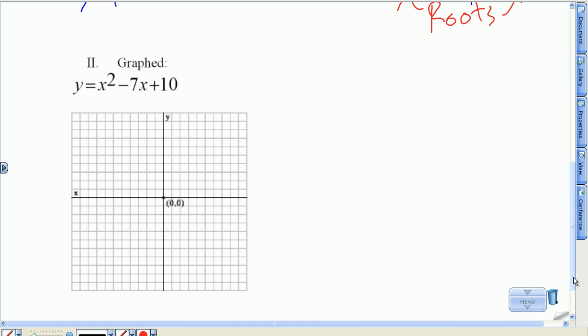So the same equation. In order to graph this thing, I'm going to have to figure out the axis of symmetry. Well, a equals 1, b equals negative 7, and c equals 10. You have a quiz on graphing quadratics tomorrow. This is a great example of a quiz question that you could have. X equals negative b over 2a is the equation of the axis of symmetry.